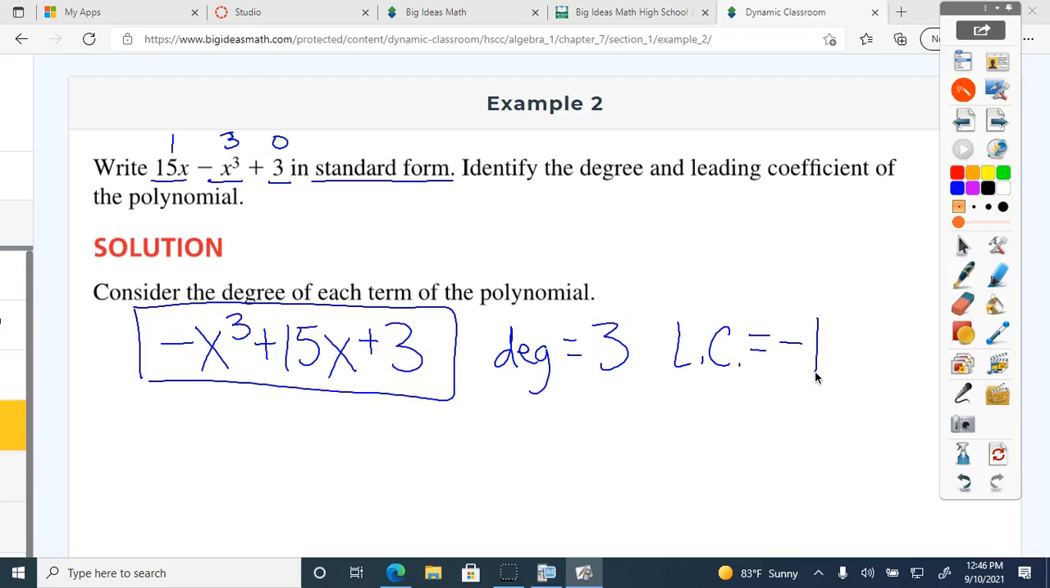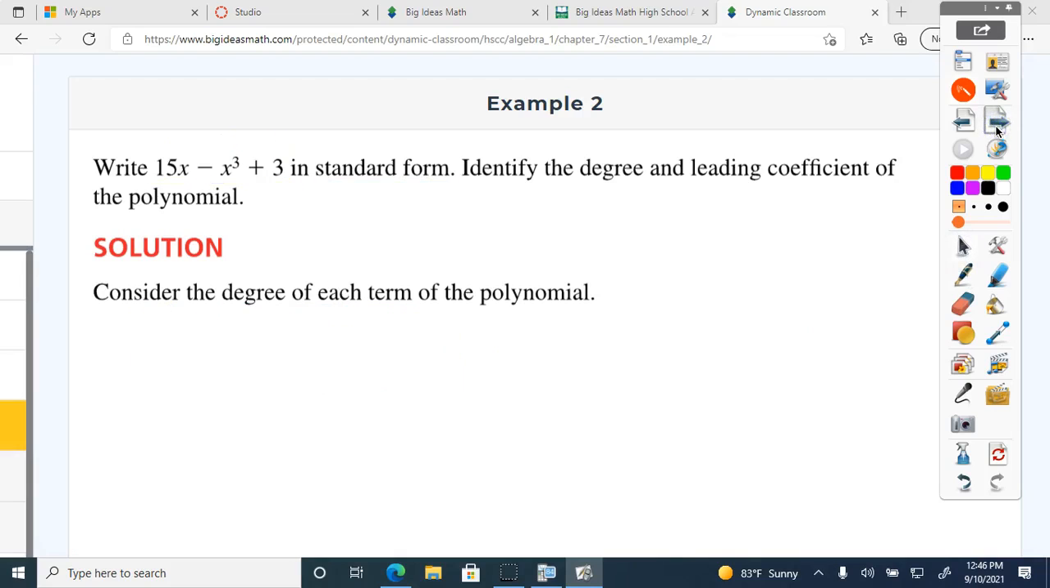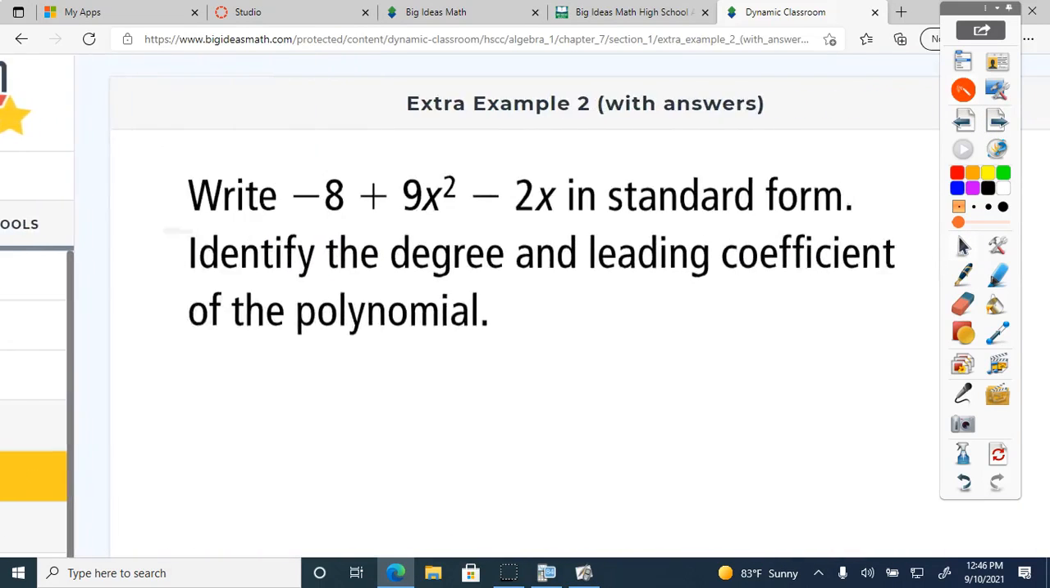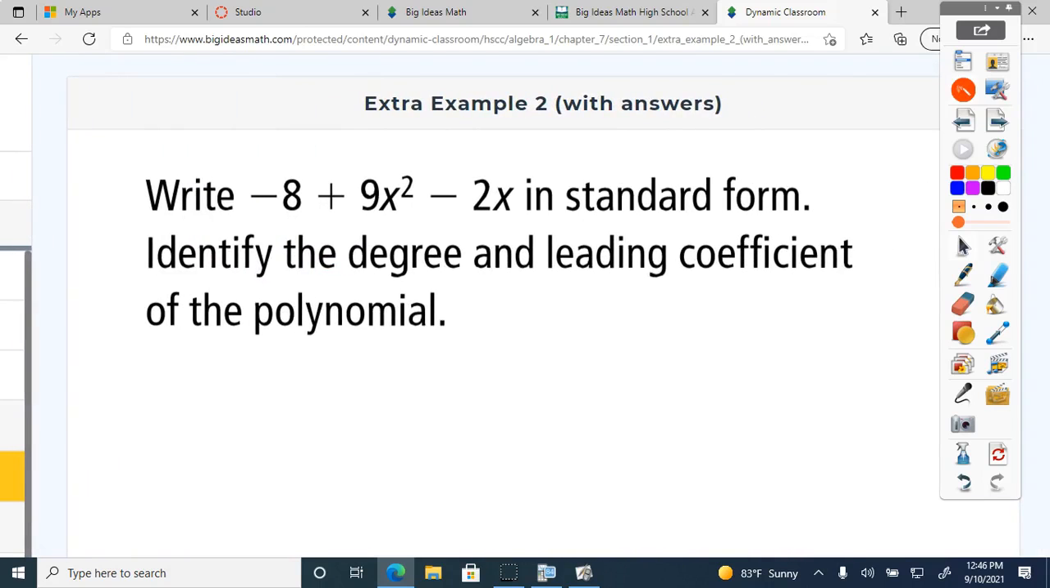Okay? Let's try another, because these are nice and quick. Don't blurt it out. I'm going to pick on somebody. Ethan, help me out here. What would come first?